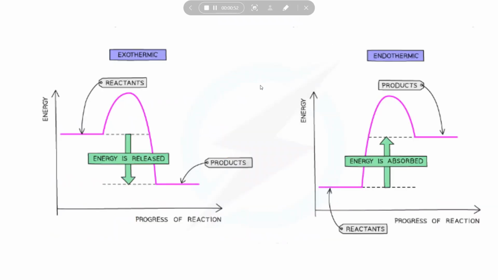Here's an energy diagram showing exothermic and endothermic reactions. In this exothermic reaction, this is the energy of the reactants and this is the energy of the products. And you can see how after the reaction has occurred, the energy of the products is lower than the reactants, and vice versa for endothermic reactions.